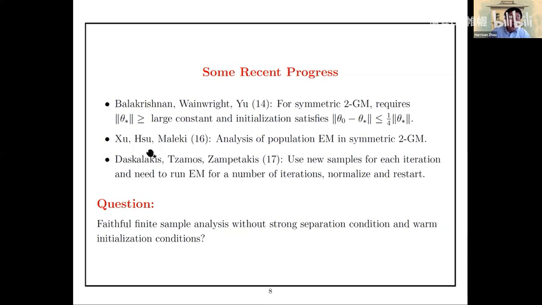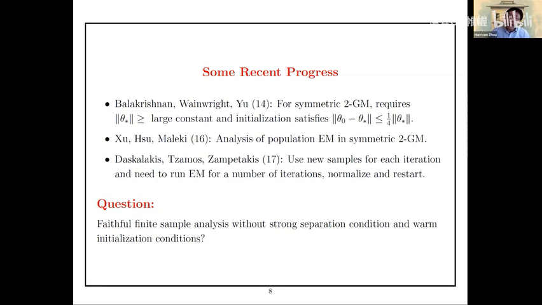Two years later, some scholars at Columbia showed a surprising result. They show that for the population version of EM, you will always get global convergence as long as the initializer is not orthogonal to theta star. If it's orthogonal to theta star, you'll get trapped over there forever. Around the same time, theoretical computer scientists at MIT did a similar analysis. They also considered the sample version.